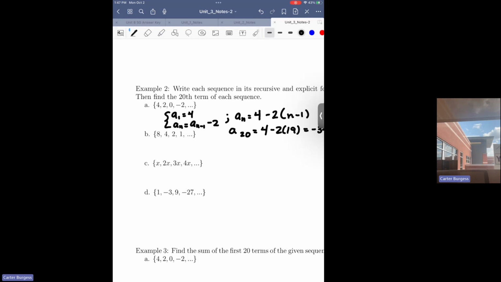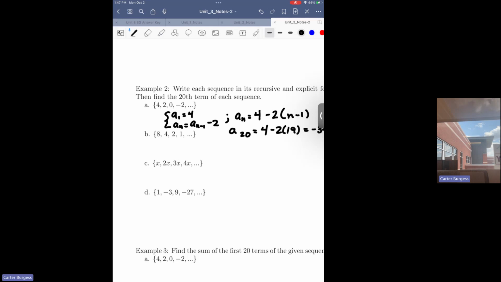Yes. Okay. So where do we start? How do we move it? Divided by 2 or multiplying by 1/2. Cool. So that gives us our recursive form right there. So the first line is just going to be a sub 1 equals 8 to start. And then the second line is going to be that we take our previous term, a sub n minus 1, and multiply it by 1/2 to get a sub n. So a sub n is equal to that previous term, a sub n minus 1, times 1/2. Awesome. Yeah, that's perfect.